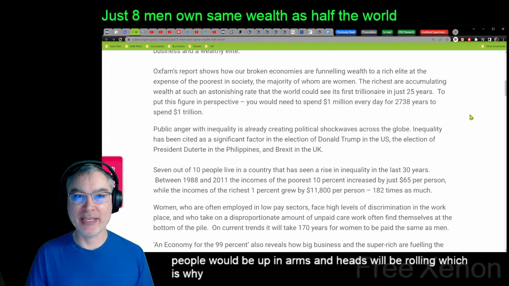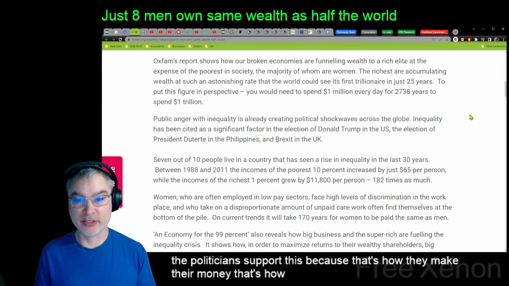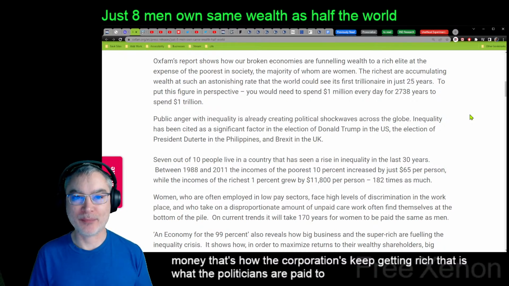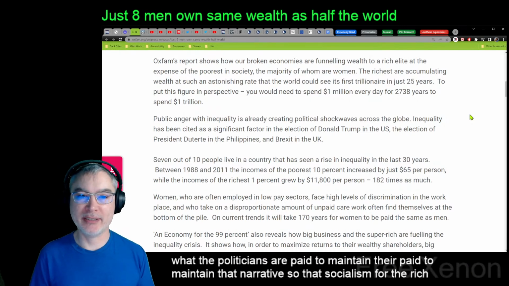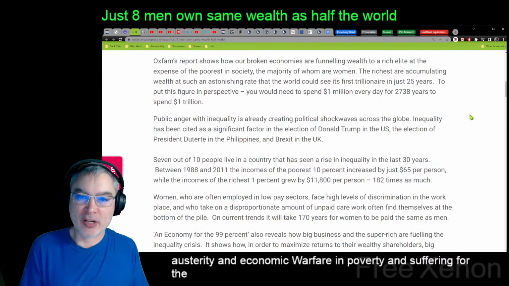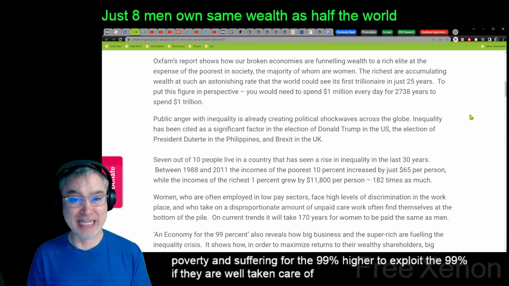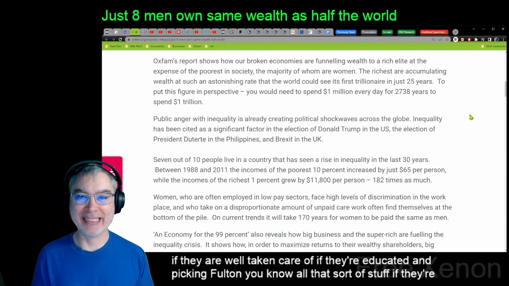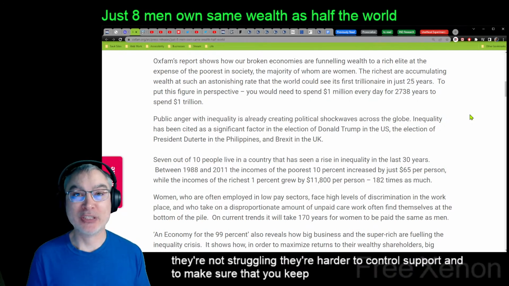Which is why all of the politicians support this, because that's how they make their money. That's how the corporations keep getting rich. That is what the politicians are paid to maintain. They're paid to maintain that narrative, so that it's socialism for the rich and austerity and economic warfare and poverty and suffering for the 99%. It's harder to exploit the 99% if they're well taken care of, and if they're educated and they can vote, and all that sort of stuff. If they're not struggling, they're harder to control. So it's important to make sure that you keep the 99% struggling.